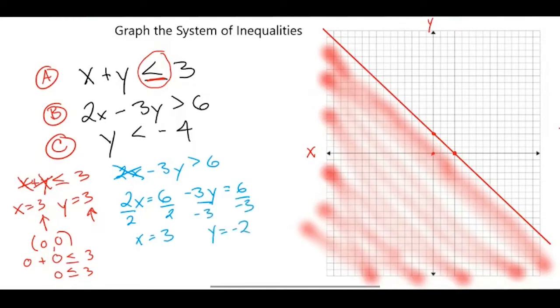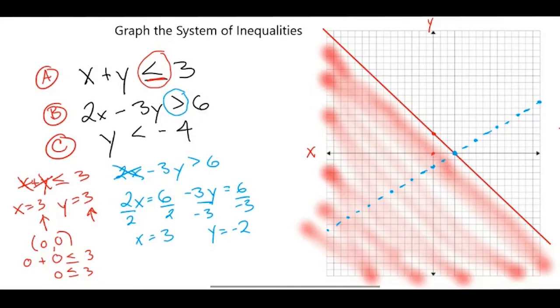Y equals negative 2. So I'm going to make a point at x equals 3 on the x-axis and y equals negative 2. All right, I'll notice that it's going to be a dotted line because there's no underline. And there's my dotted line. Make sure you use a straight edge whenever possible, just to make sure that your line is straight.